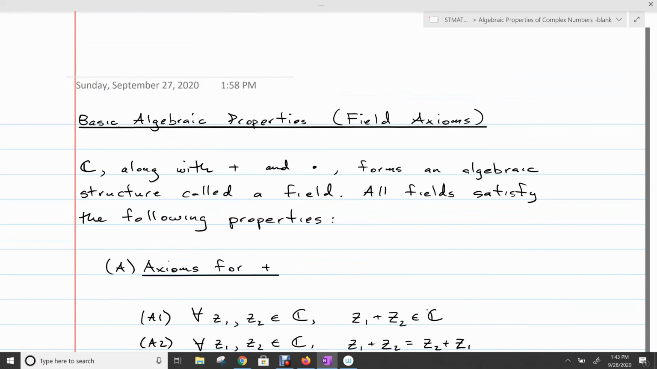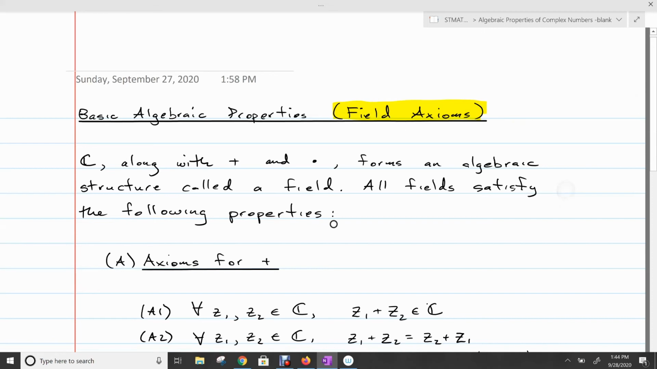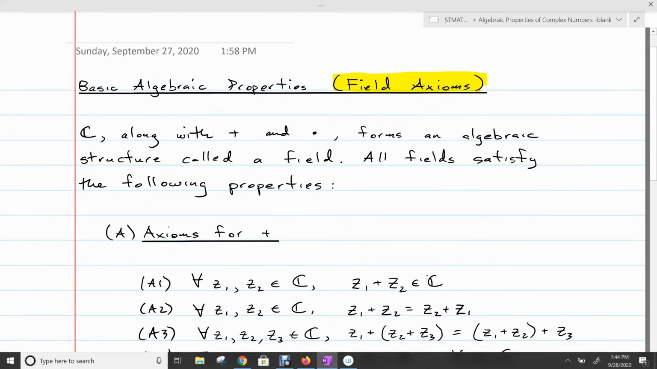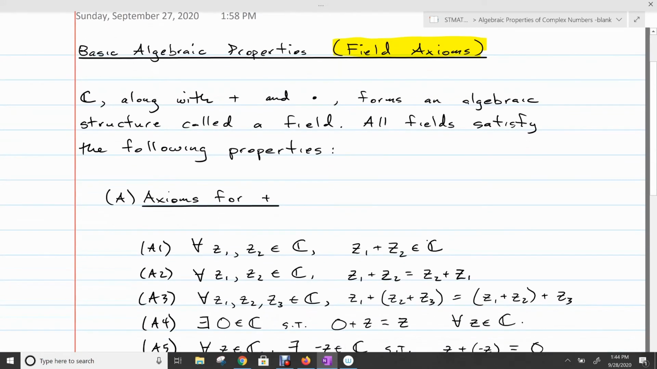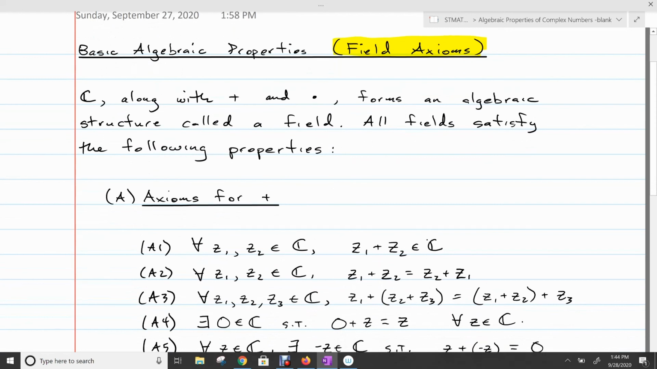So our next objective is to make sure that we understand all of the basic algebraic properties of the complex numbers. These are often called field axioms. If you've taken abstract algebra, you might be familiar with the word field. In abstract algebra, you study algebraic structures: groups, rings, fields, things of that nature. It turns out that the complex numbers form an algebraic structure called a field. And fields are very nice because they have lots of good properties that we use for doing things like solving equations and all that good stuff.